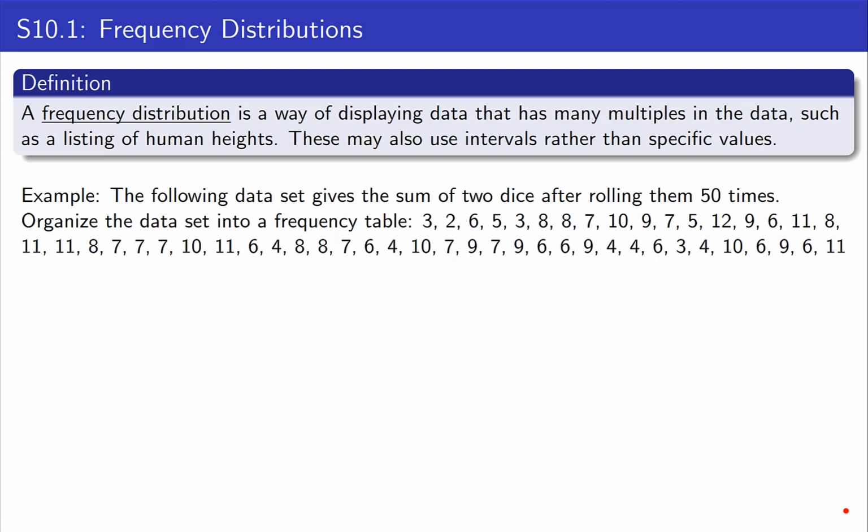A frequency chart could use intervals as well if needed, but for our example, we're just going to use specific values in the chart. So we have the following data set of the sum of two dice after rolling them 50 times, and we want to make a frequency table out of it. Let's set up our table.